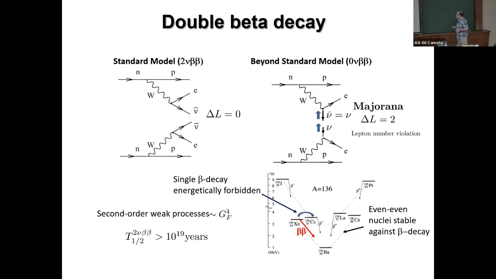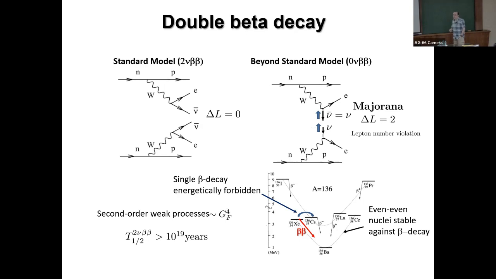So let's go. How can we test the nature of the neutrinos through double beta decay? I am going to be more specific in a minute. Double beta decay is when we have two electrons, but in principle you also expect two neutrinos. This process happens in the standard model, and it conserves the leptonic number. This is conserved.